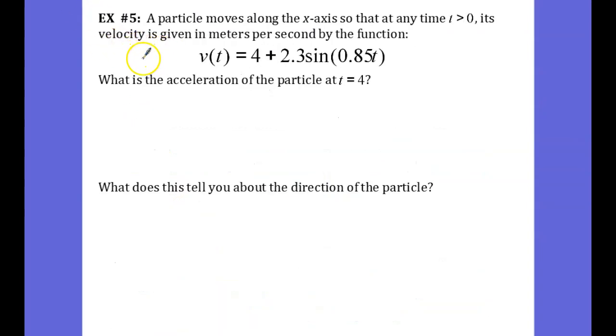In example 5, they tell us that a particle moves along the x-axis, so at any time t greater than 0, its velocity is given in meters per second by this function, 4 plus 2.3 sine 0.85 t. What's the acceleration at time t equals 4? And then they want us to interpret this in terms of the direction of the particle. Okay, this is a calculator problem, and again they're asking about acceleration, but remember that acceleration is the first derivative of velocity. So what we're looking for here is a of 4.